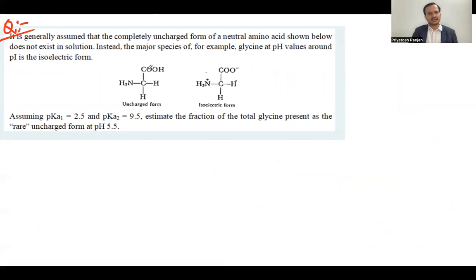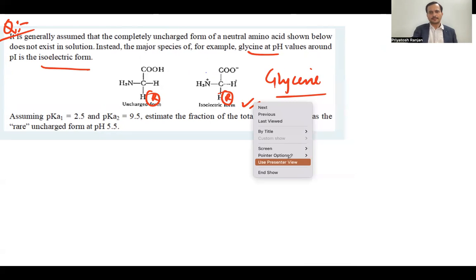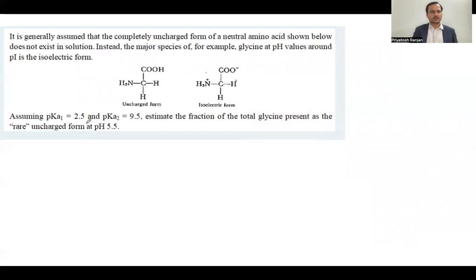It is generally assumed that the completely uncharged form of a neutral amino acid shown below does not exist in solution. So if I look at this amino acid structure, it's a glycine. Look at the R, the side chain has only a hydrogen atom. Instead, the major species of, for example, glycine given at pH values around pI is the isoelectric form. The major species they are talking about is the one shown on the right.